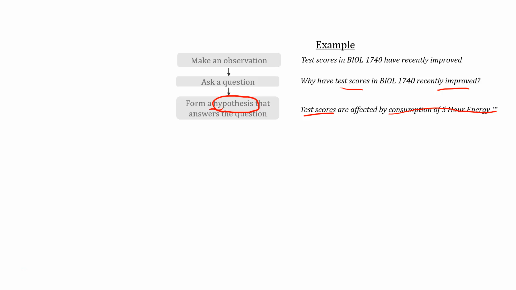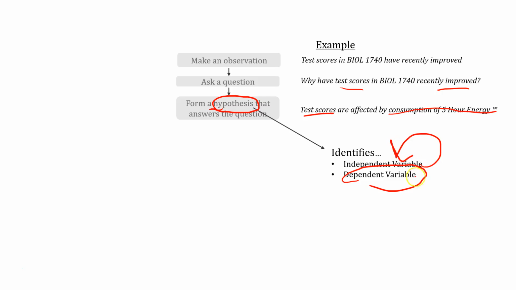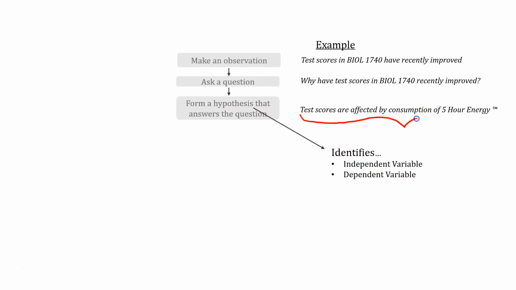So every hypothesis is going to have one important feature. It's going to identify two variables, which are known as the independent variable and the dependent variable. The dependent variable is the one that depends on the independent variable, if that makes sense. So in my hypothesis right here, I'm wondering if you can spot which one is the independent variable and which one is the dependent variable. Take just a quick minute to see if you can figure them out.